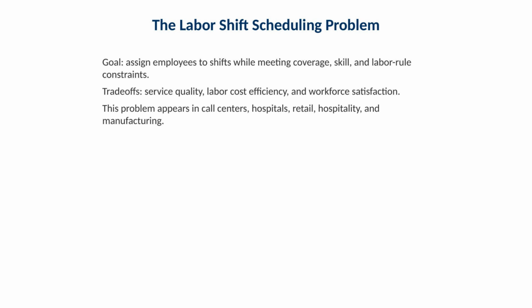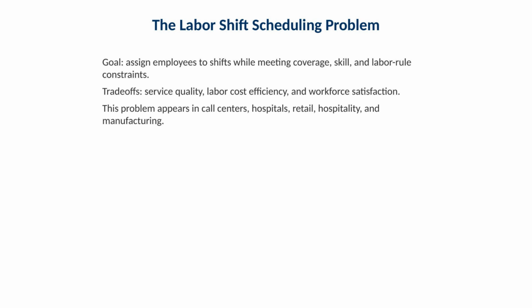If you get it wrong, the failure mode is immediate. Customers wait, service levels drop, overtime spikes, and burnout rises. This problem appears everywhere: call centers, hospitals, retail, hospitality, and manufacturing. What makes it hard is not one single constraint, but the fact that coverage, cost, skills, rest rules, and fairness all interact across time.